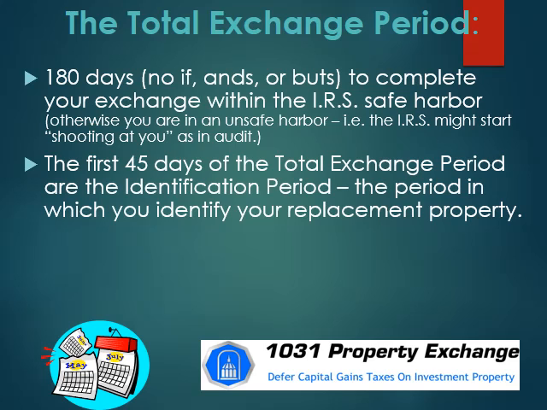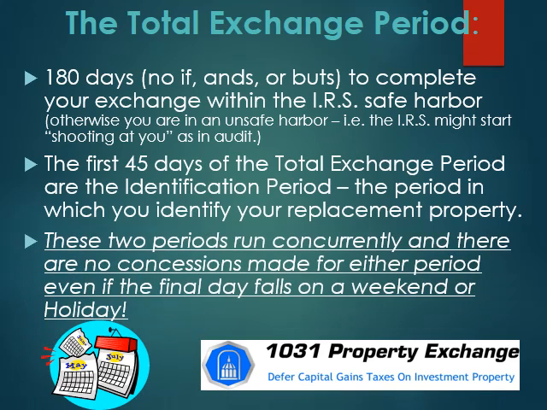The first 45 days of the total exchange period are the identification period, the period in which you must identify your replacement property. And as we said before, these 2 periods run concurrently and there are no concessions. So you've got to watch weekends and holidays. If the 45th day of your identification period falls on a weekend or a holiday, you want to make sure you get us your identification form on that day.